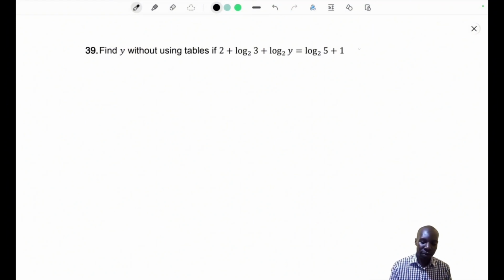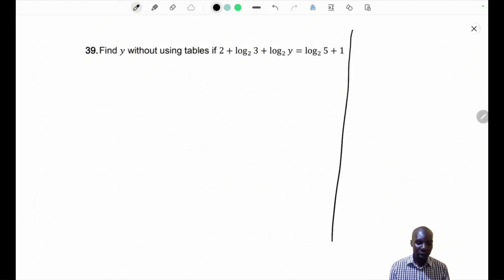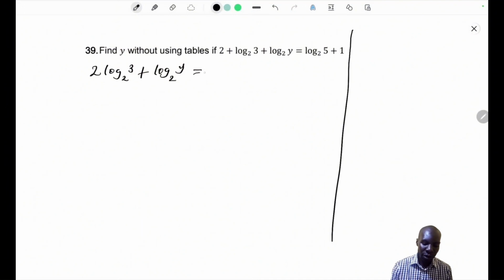Number 39. Find y without using tables if 2 log of 3 to base 2 plus log of y to base 2 equals log of 5 to base 2 plus 1. So this is what we have. We have got 2 log of 3 to base 2 plus log of y to base 2 equals log of 5 to base 2 plus 1. So this one is plus, sorry, this is plus.